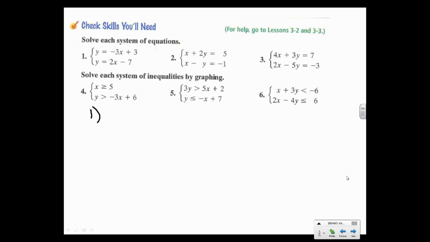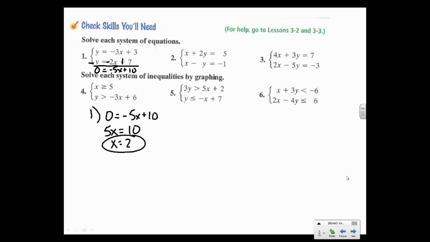Number one, to me, is lined up for not substitution, but elimination. Sorry, I was drawing a blank on my word. We're going to need to switch the signs around so we can add straight down. We'll get 0 equals negative 5x plus 10. So 5x equals 10, so x equals 2. There's one part of my answer.